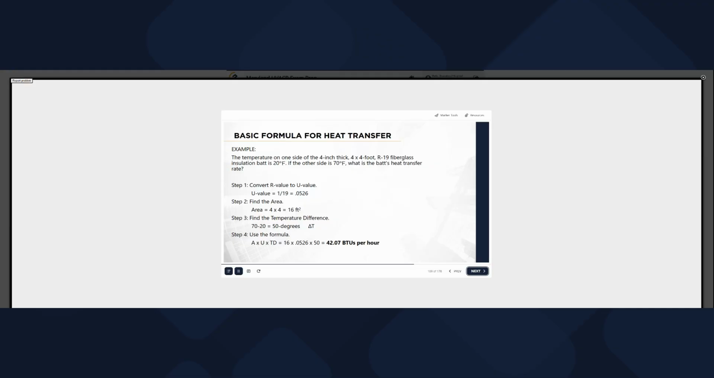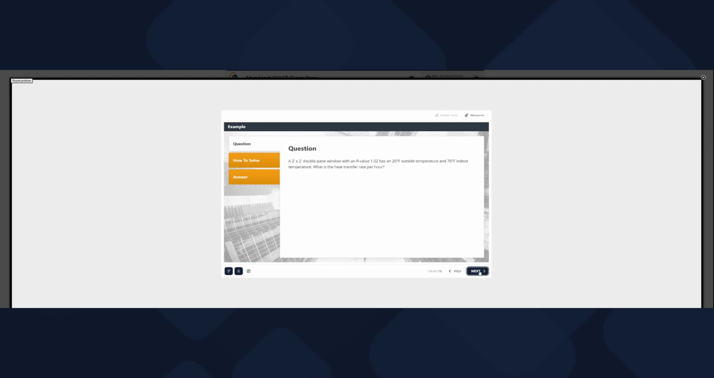Step 4. Use the basic heat transfer formula. A times U times TD equals 16 times 0.0526 times 50 equals 42.07 BTUs per hour. Let's work through another example. Click the next button or on each tab to see how to solve and the correct answer.